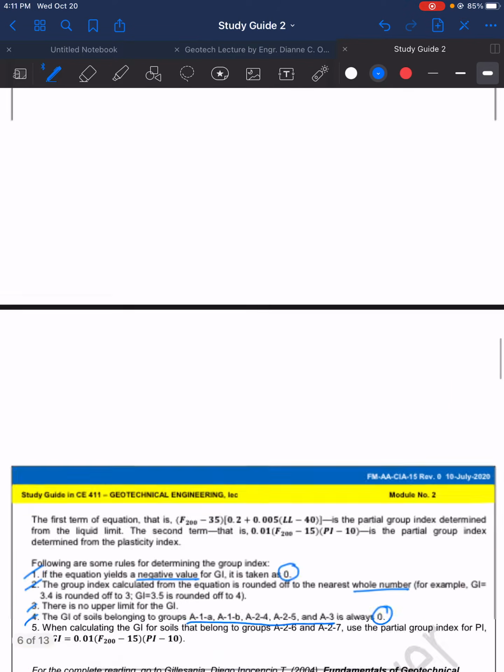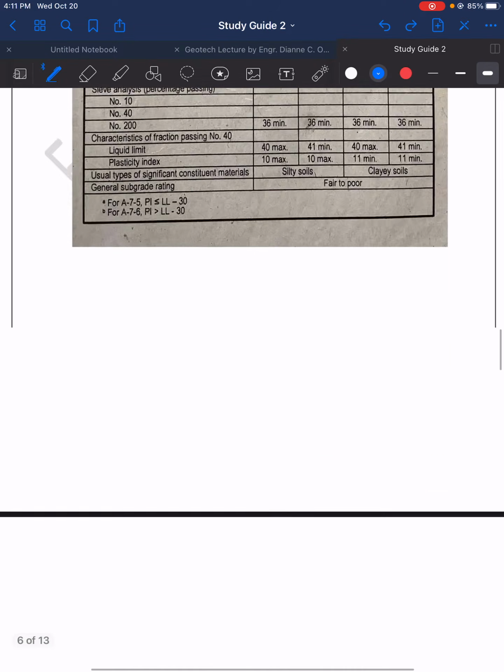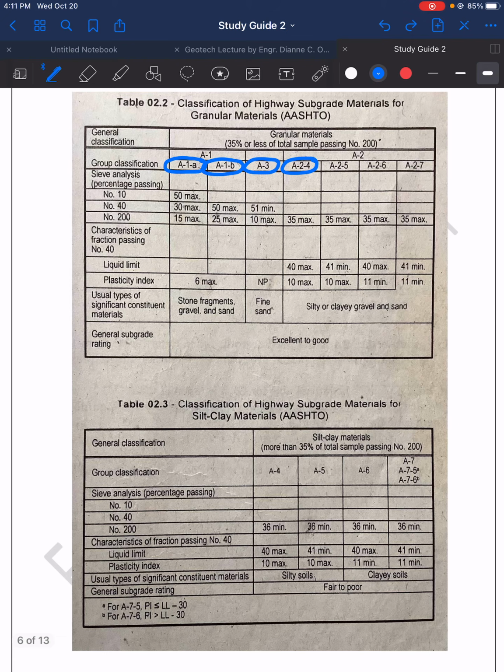Let's look at that again. How many? So we have 1, 2, 3, 4, 5. So A-2-5 is included. So 5 of them. If your classification falls into them, therefore your GI is 0. So put there GI equals 0. Okay. If it falls there.